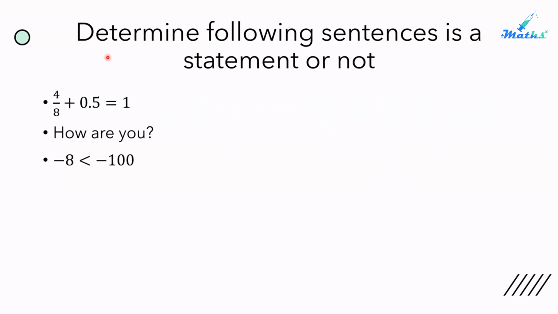Let's come to see the question. The question is, determine whether the following sentence is a statement or not. The first question is 4 over 8 plus 0.5 equal to 1. It is a statement and it is true.